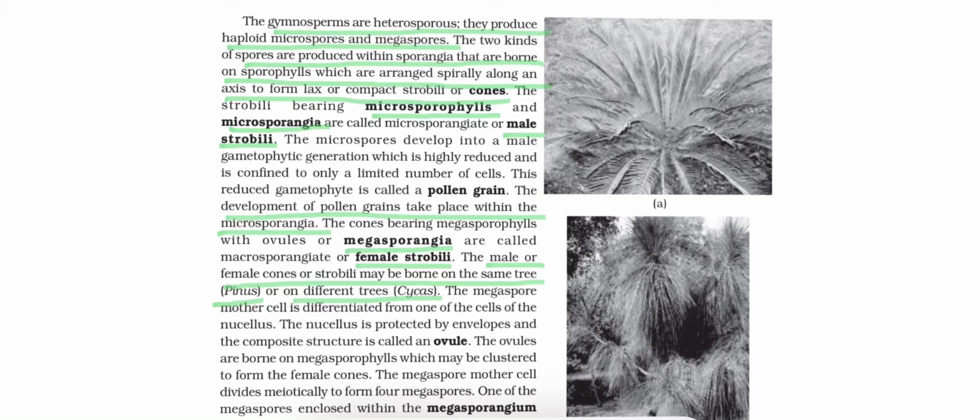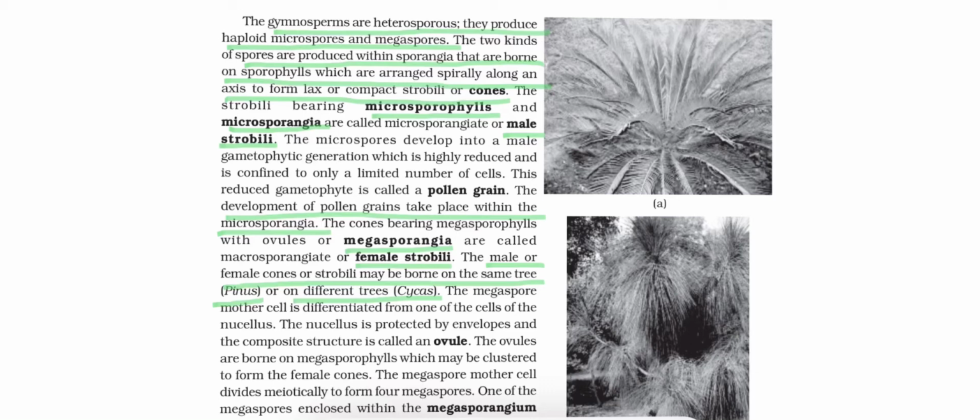And sometimes these sporophylls spirally twine along the main axis, and compactly they form a cone-like structure, which is also known as strobilus, that we have already learned in pteridophytes. So a strobilus-like structure is formed. If the microsporophyll forms such a structure, it is known as male cone or male strobili, and if the megasporophyll develops such a structure, it is known as female cone or female strobili.